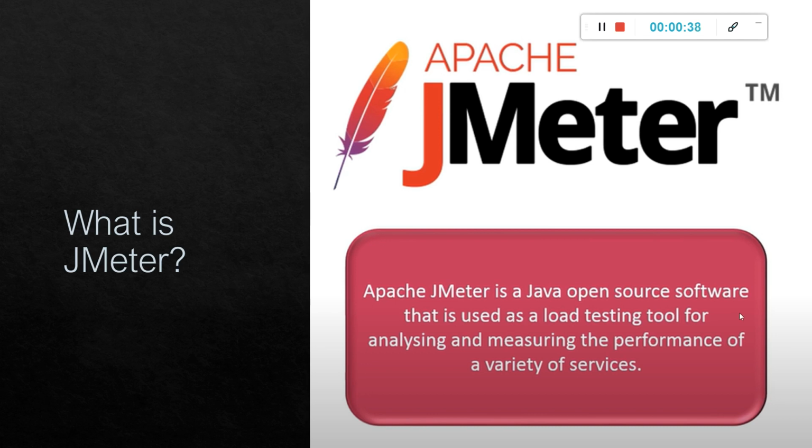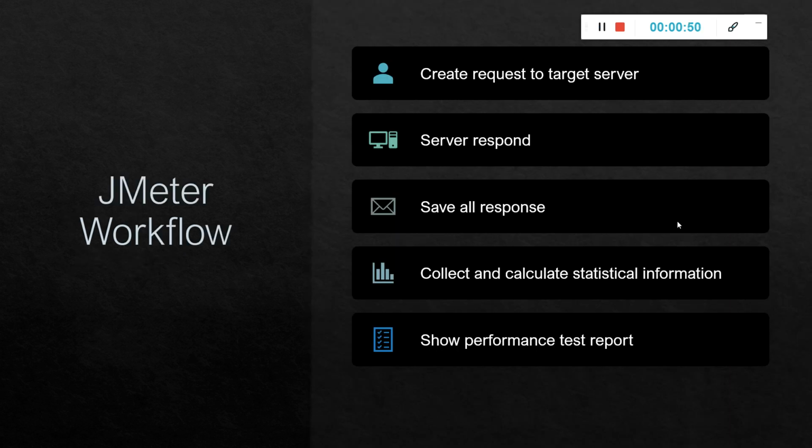JMeter is a Java open source software that is basically used for load testing or for analyzing and measuring the performance of a variety of services of an application. And what is the JMeter workflow? In JMeter we create a request to the target server, and the target server, that is our application server, responds. We save all of these responses, collect and calculate some information based on them, and then we analyze the performance of the application based on the calculated result.